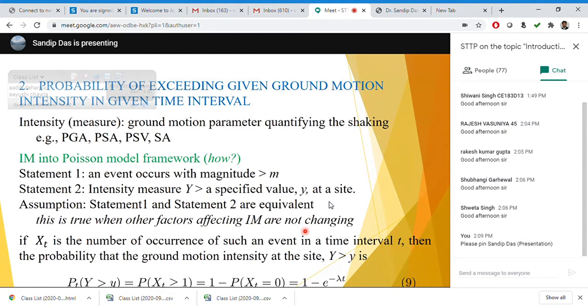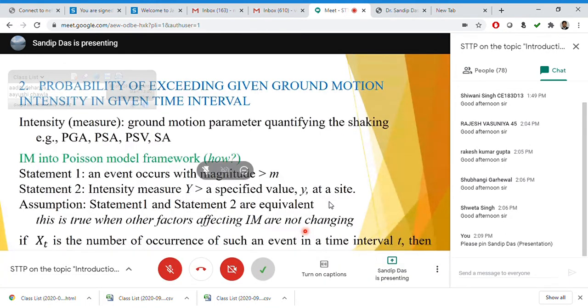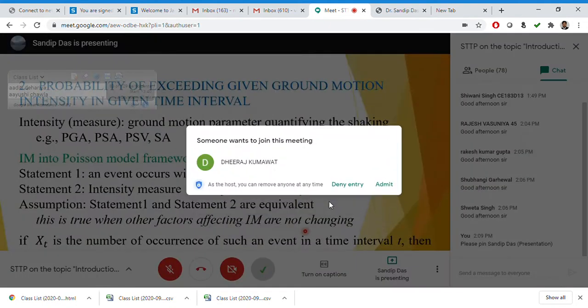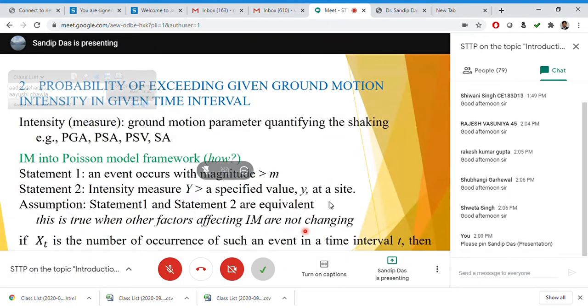So again, think of that explosion that I talked about earlier. Let's say there are several factors affecting the sound that you will hear, because it will travel through air or some medium. Let's say all factors are constant. Then you can always say that if you want to get a noise or sound more than a certain level, you need an explosion bigger than something. So having an earthquake greater than a particular magnitude is equivalent to having the intensity measure also greater than that.